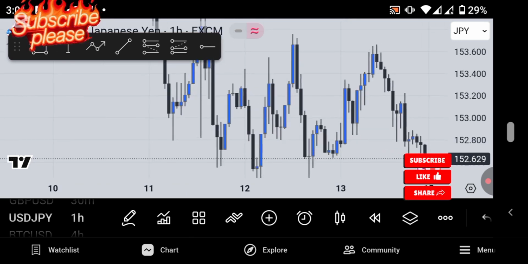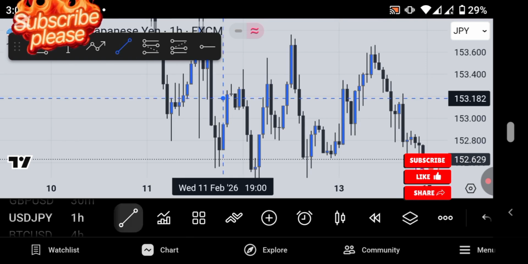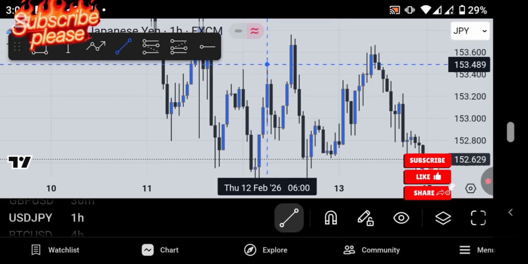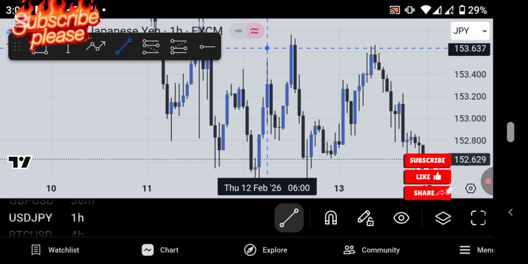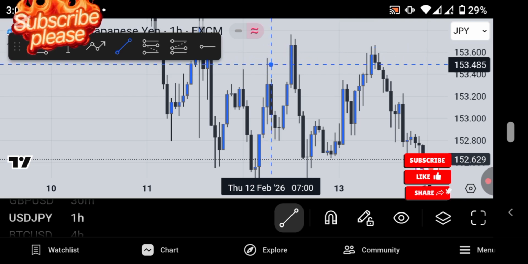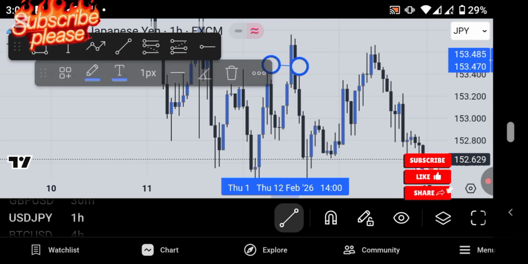So this is a high probability point of interest. Why is it a high probability point of interest? We had a sweep of liquidity. We had a sweep of liquidity right here. You can see it.